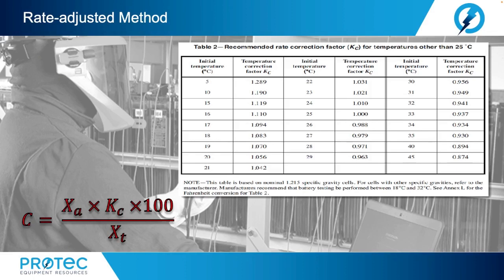When using the rate-adjusted method, capacity is determined through the equation shown, where X sub A equals the actual rate used for the test, X sub T is the published rating for time T, and T is the time of test to specified terminal voltage. And K sub T is, again, the temperature correction factor. Now, the rates can be either amps or watts.